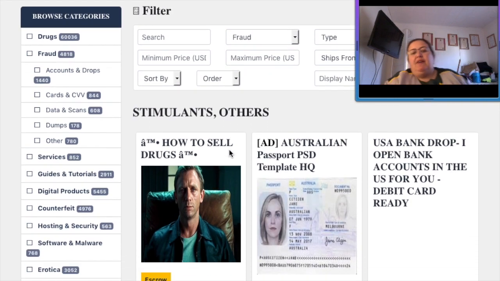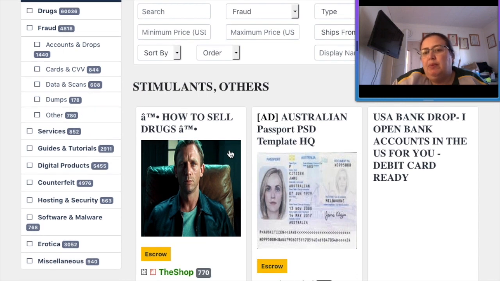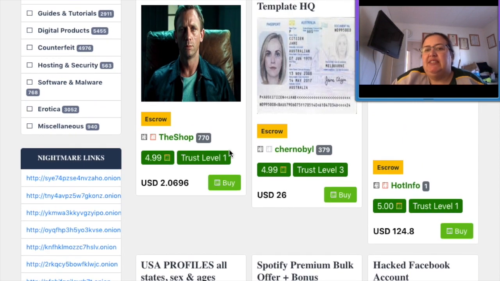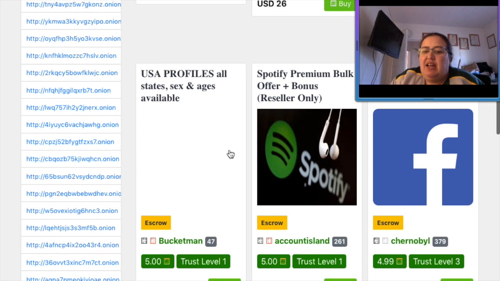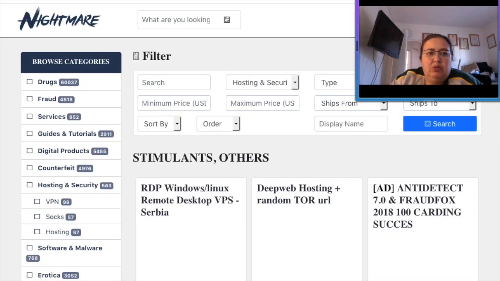Okay, so here we have how to sell drugs. We have the Australian passport, US bank drop, open bank accounts in the US for debit cards ready. Once again, what they do is they find or they steal debit cards and they sell them for like half the price, but you have to use them quickly because they don't know when the debit cards are going to be used by the owner. Hack Facebook accounts.